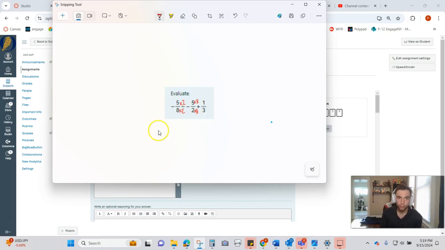So we have negative 10, 5 times 2 is 10, on top of 8 times 2 is 16. 5 divided by 8, 10 divided by 16, get the same thing, just now they're bigger numbers. Minus negative 5 times 8 is 40, and 8 times 2 is 16 again. So now these fractions can be added and subtracted, but we have one more fraction.